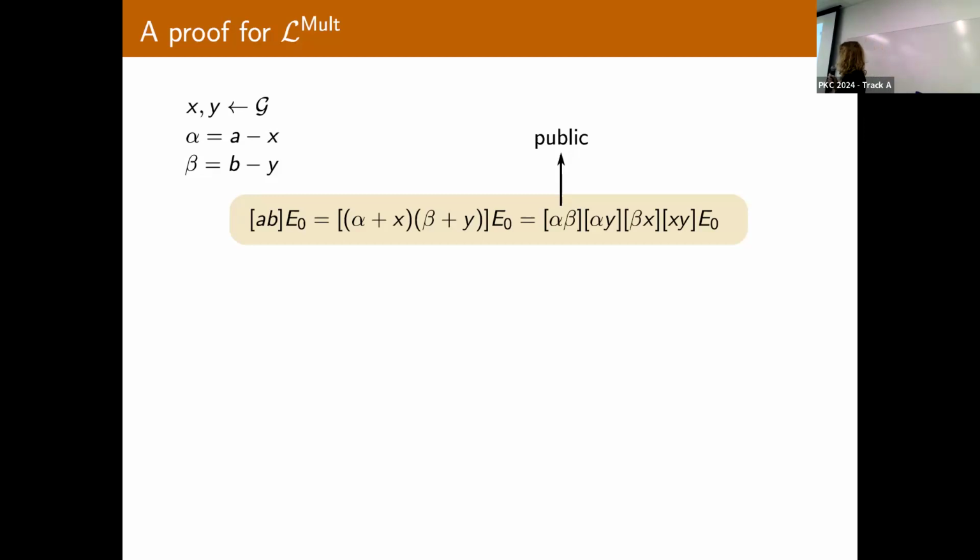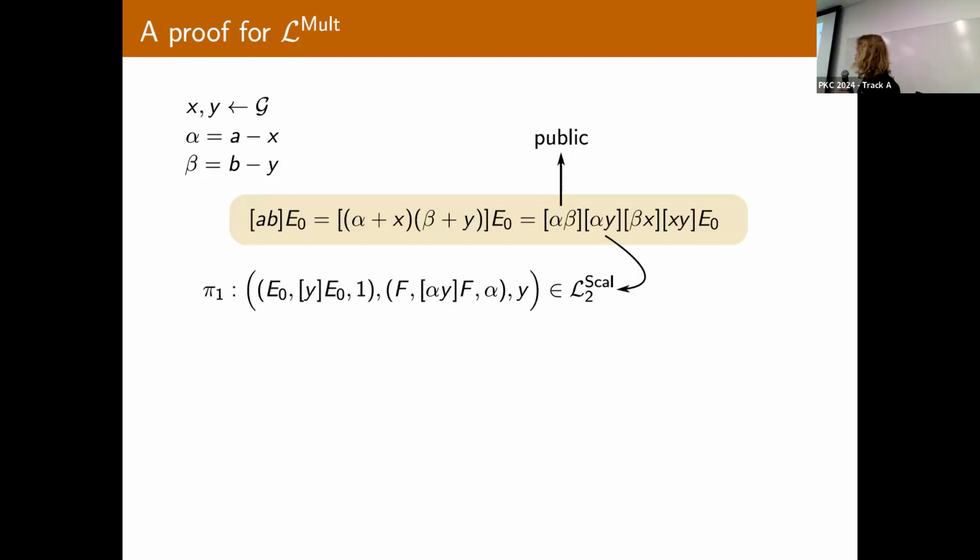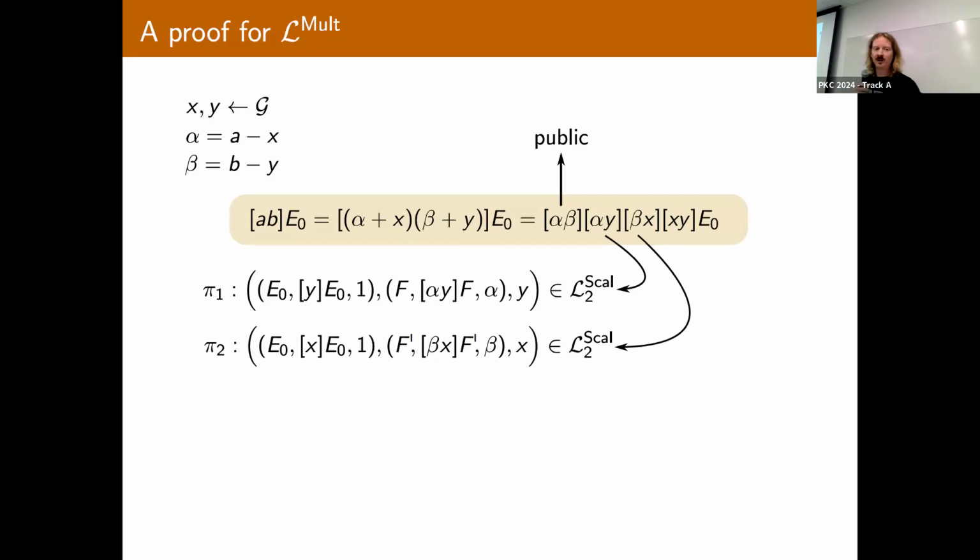And if I look at the next part, I have alpha Y. Alpha is public again, and Y is private. So this is exactly an instance of the scalar multiplication that I showed you before. And the same with beta X: beta again is public, X is private, so we can also prove this using a scalar multiplication. But now the question is, what do we do about this term? Because this term is again a multiplication, but with two elements that are actually private.